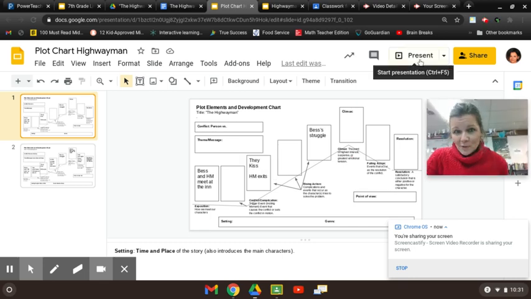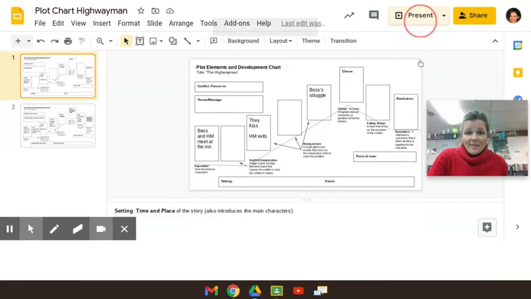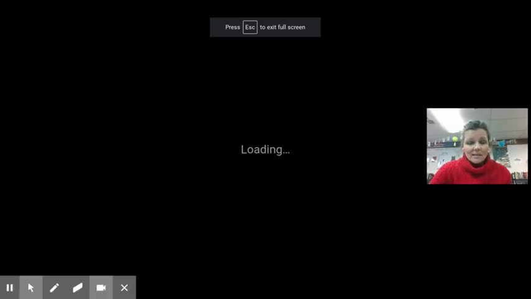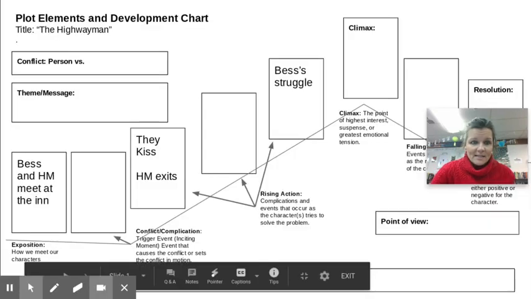All right, welcome back. I hope you enjoyed the clip. We are going to study the elements of plot with this piece. These literary terms are important, and you'll see them on different assessments that we have.